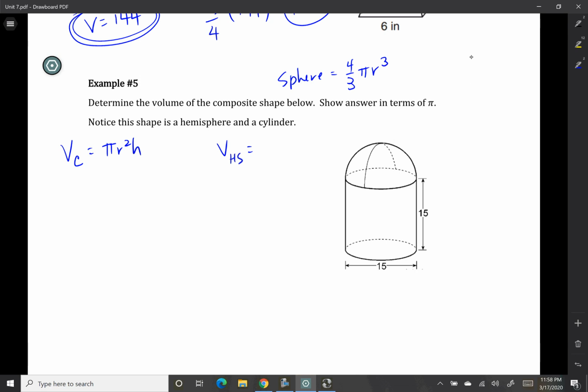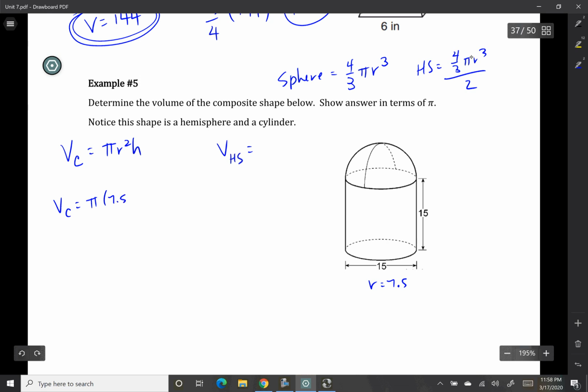So if we want to find a hemisphere, that's half of a sphere. So a hemisphere volume formula would be 4/3 pi r cubed divided by 2. It's the same exact formula. We're just dividing it by 2 because we only have half of a sphere. So let's plug in what we know. Let's first look at the cylinder. Cylinder has a height of 15, has a diameter of 15, which means the radius is 7.5. So if we find the volume of the cylinder, we're going to say pi times 7.5 squared times 15.